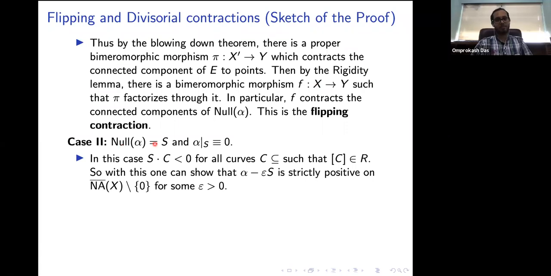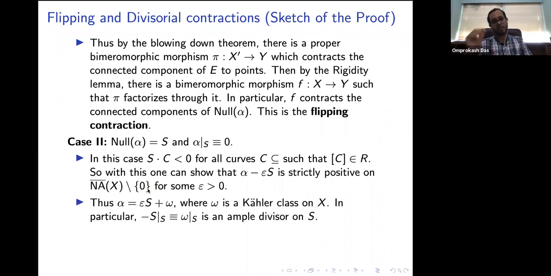So next is that the null locus of alpha is, let's say, S, and alpha restricted to S is numerically trivial. In that case, you can simply show that S restricted to C is strictly less than 0 for all the curves which are contained in the extremal ray R. And then this is a simple trick using the cone theorem that alpha minus some very small multiple of S will become strictly positive in the generalized cone minus 0.